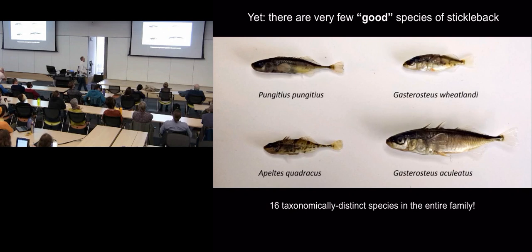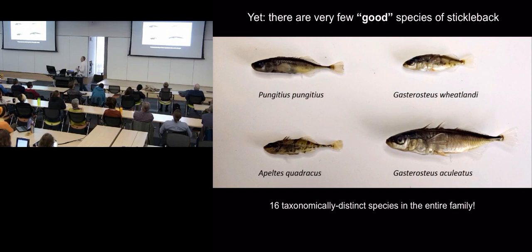Now, despite what I just told you about there being dozens of these populations of phenotypically divergent, partially or fully reproductively isolated forms in lake or river systems throughout the Pacific Rim, there are only 16 taxonomically distinct recognized species of stickleback in the entire family, the Gasterosteidae.